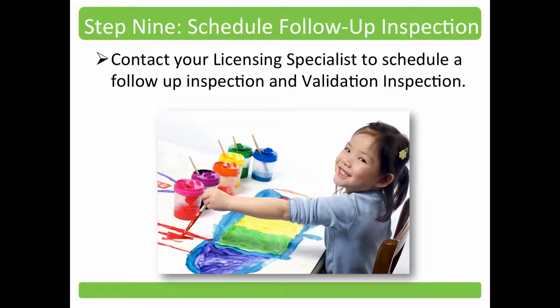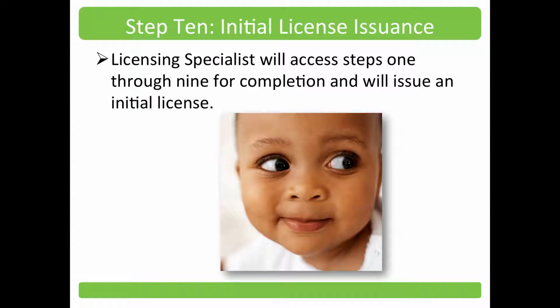Step 9. Schedule follow-up inspection. After all forms have been completed and all deficiencies have been abated, contact your licensing specialist to schedule a follow-up inspection and validation inspection. Step 10 is your last step in the licensing process. Initial license issuance. Your licensing specialist will assess steps 1 through 9 for completion and will issue an initial license.